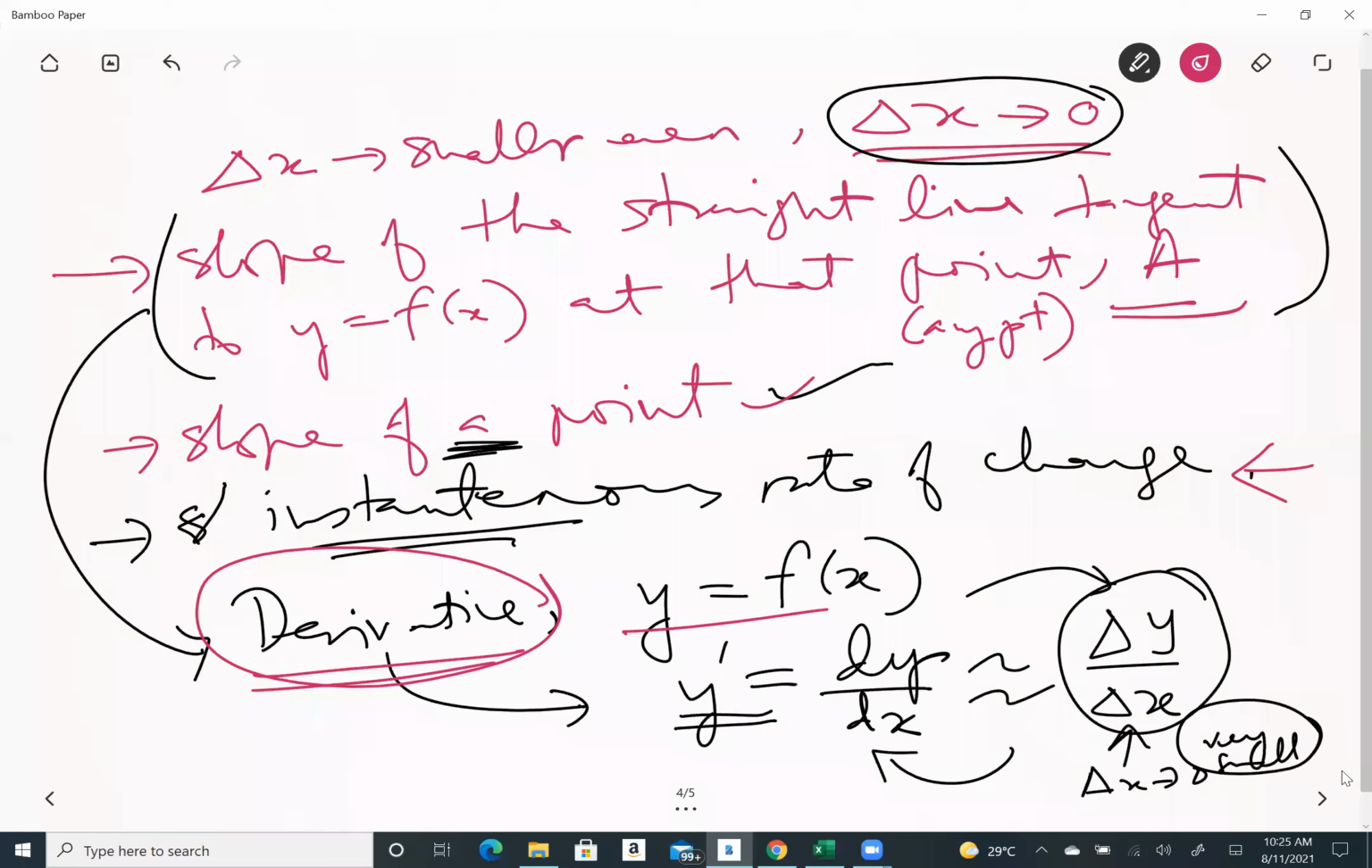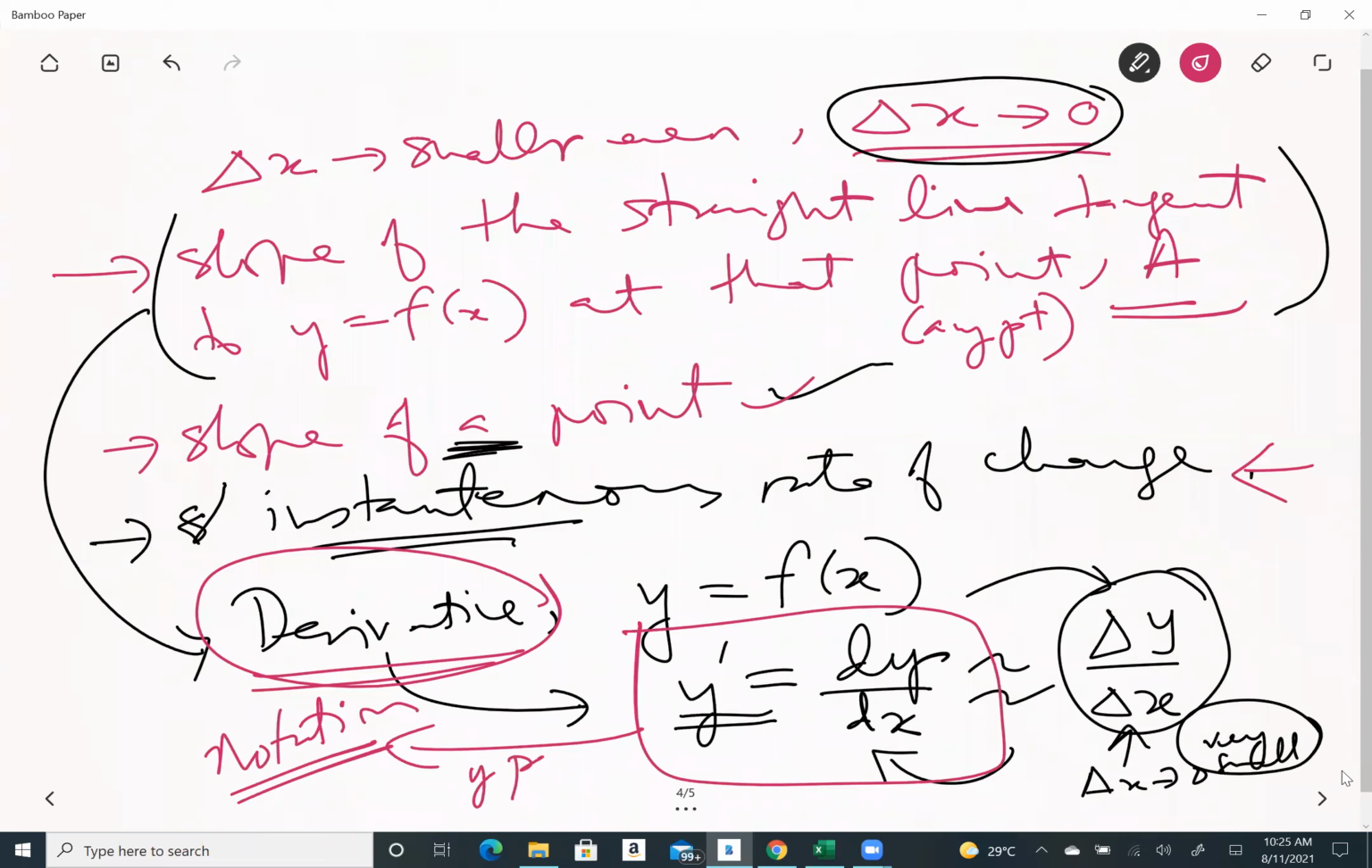Notation, not for slope, for derivative. Notation for derivative. You call it y prime, with the comma up there, and here dy dx. Here delta y, delta x. And they are related. Dy dx coming from here. All right. Any question?